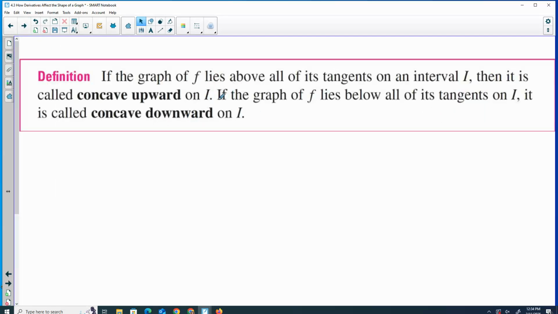So if the second derivative is positive, the graph is concave up. If the second derivative is negative, it's concave down. That's what I put out to the side there, our concavity test. So the first blank is concave up, the second blank is your concave down.